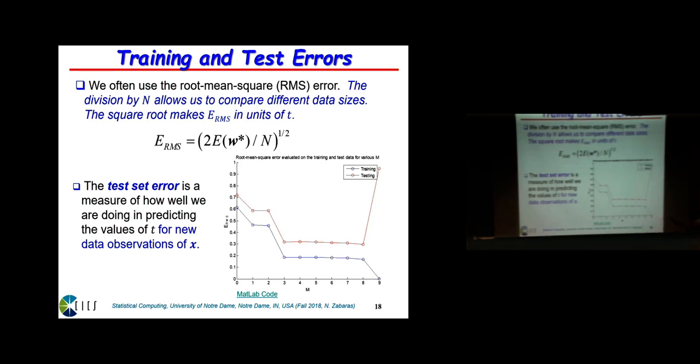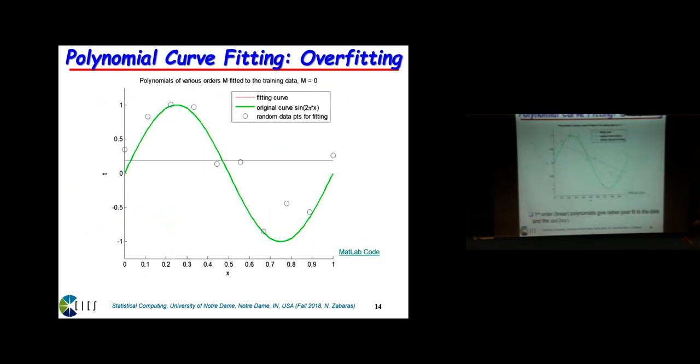But let's do a calculation of a very important quantity. You remember we had this quadratic error, the training error that we minimized, right? Let me just go back and show it to you fast.